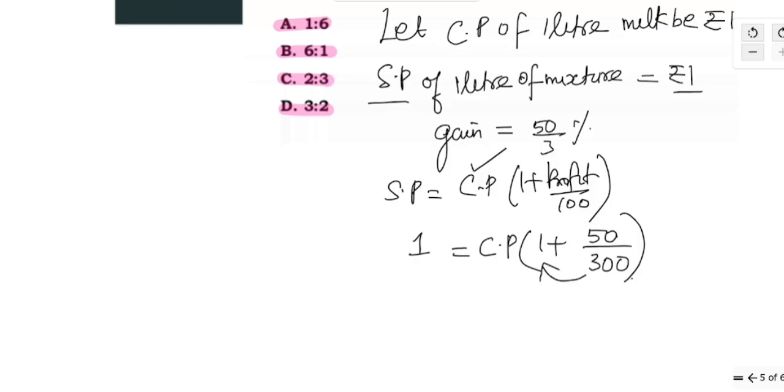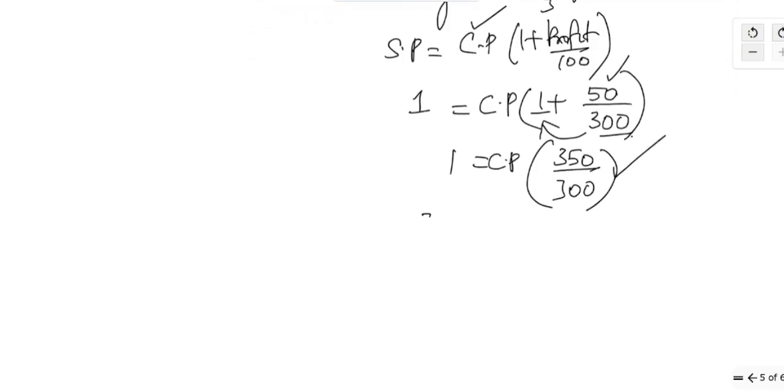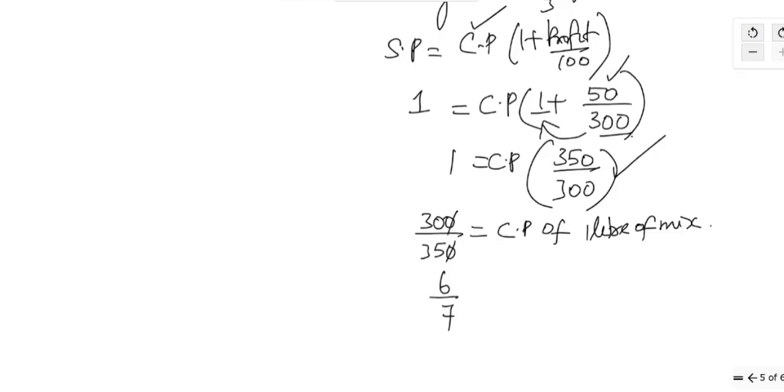Now here LCM has to be taken. 300 times 1 is 300, 300 plus 50 is 350 over 300. Now, we are going to flip this fraction to the other side: 300 over 350. That is our cost price of 1 liter of mixture. If we simplify this, we are getting 6 over 7 per 1 liter of mixture.